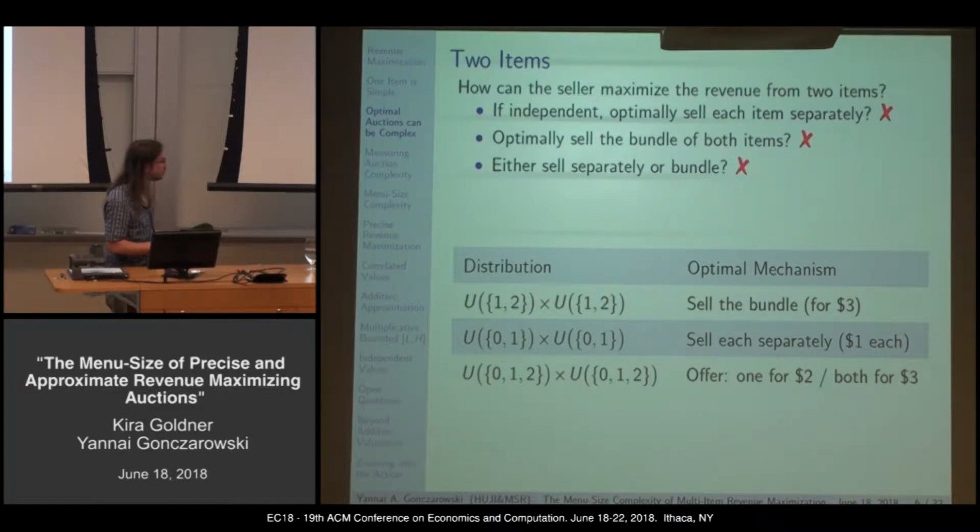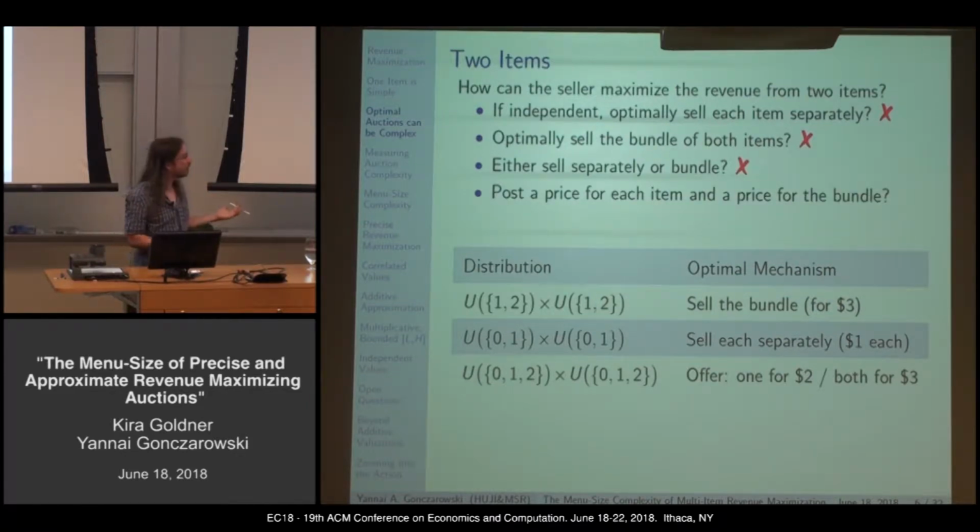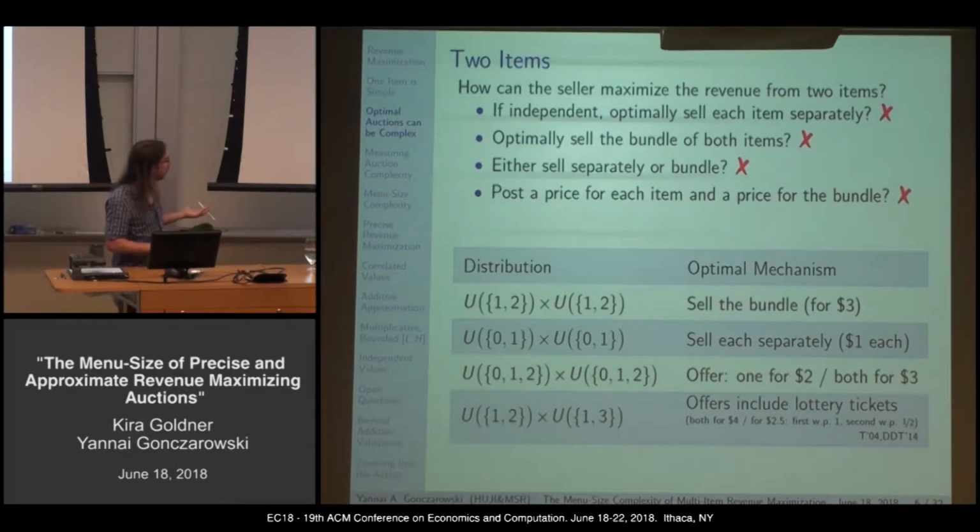So for this distribution, it turns out that the unique optimal mechanism is to offer the buyer either one of the items for $2, where the buyer chooses which one, or both for a discount of $3. That's the unique revenue maximizing mechanism. So how about posting a price for each item and a price for the bundle, maybe a discounted price for the bundle? So once again, here's a very simple distribution.